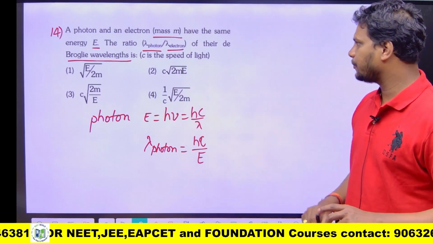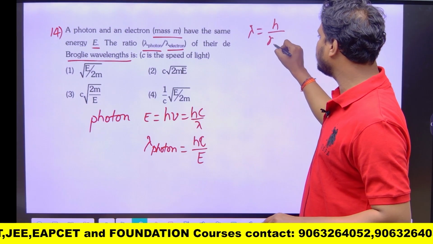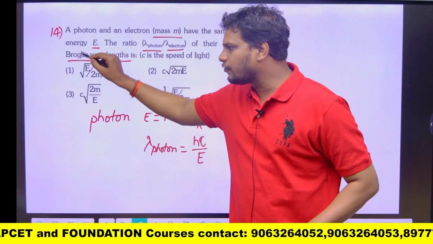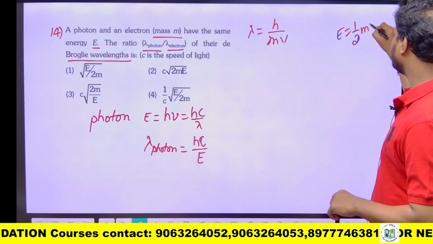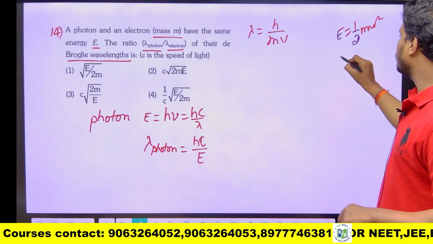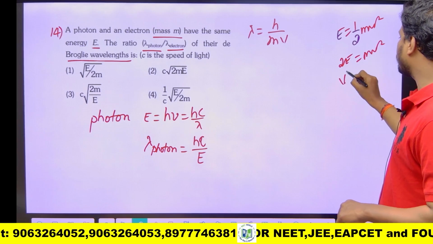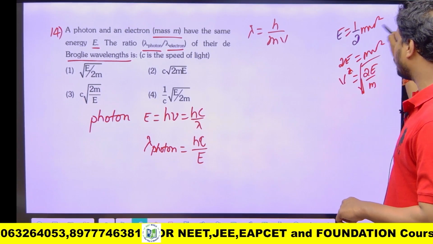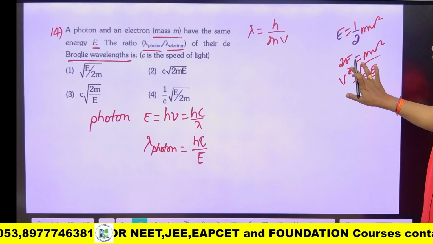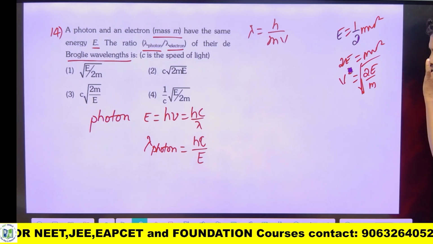We have the formula for de Broglie wavelength, lambda is equal to h by mv, but they have given it in terms of energy. We have the formula for energy, E is equal to half mv square. So from that equation, we can write 2E is equal to mv square, or v square is equal to 2E by m, or v is equal to under root of 2E by m. If I bring this square to the other side, it will become a square root.